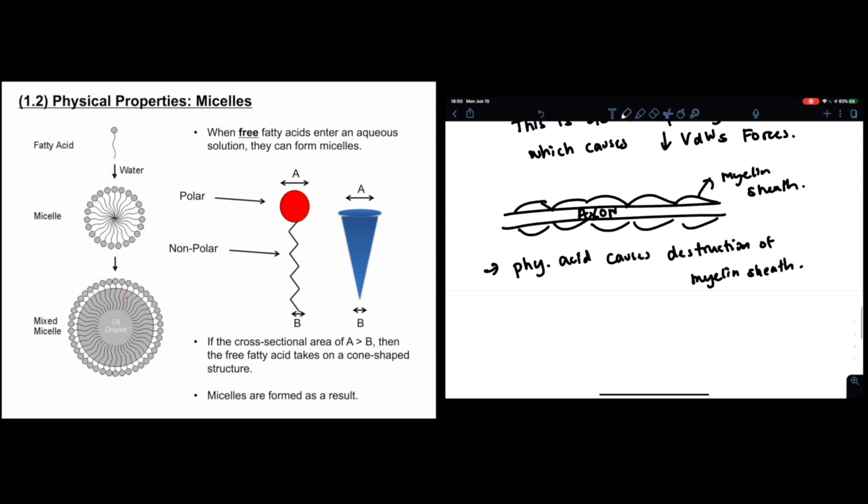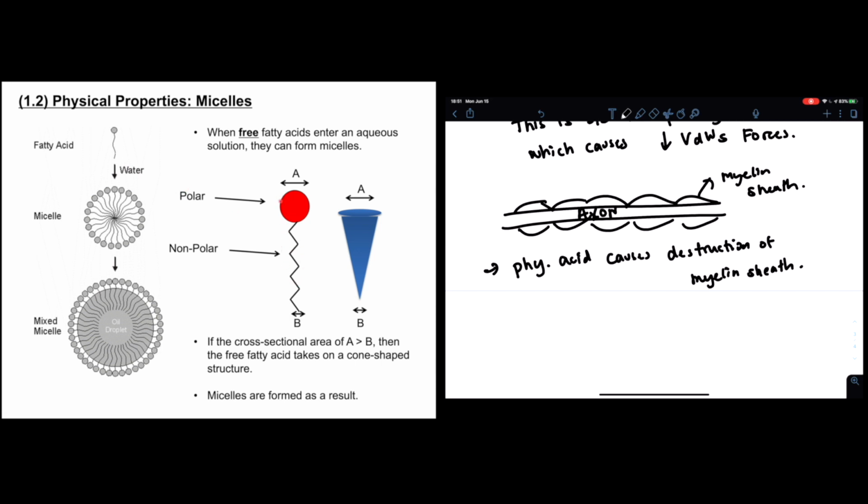Okay, our next concept over here we're going to talk about are micelles. So when you have free fatty acids and you put them into water, they can form these structures that are called micelles, which are basically big spheres that are full of fatty acids, like millions of fatty acids in there, okay? And the reason why these micelles form is because when fatty acids get put into water, they form these conical-like structures.